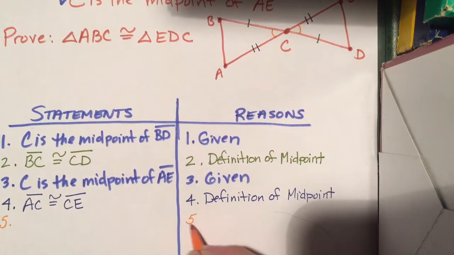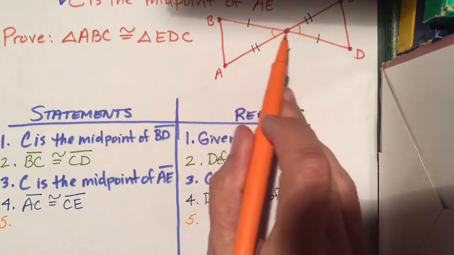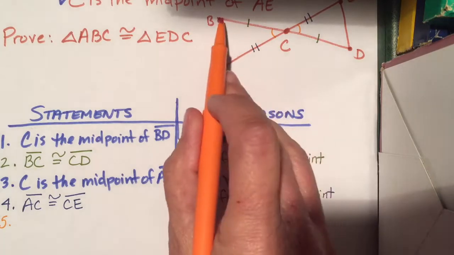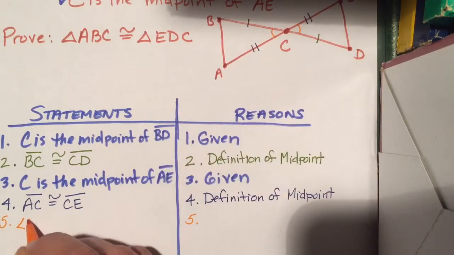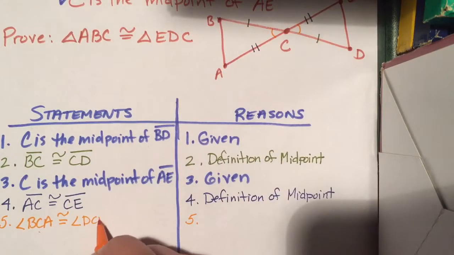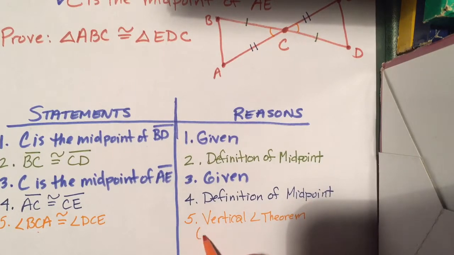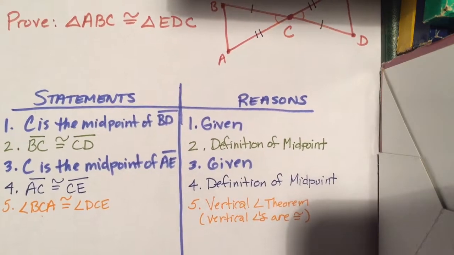Now, if you remember, I can't just say angle C. I can't just use the vertex because there are four different angles here attached to that vertex, so I have to be specific. So I'm going to call this one BCA. You could also call it ACB as long as the C's in the middle. And I know that's congruent to DCE, which you could also call ECD if you wanted to. And that's by the vertical angle theorem. Or, if you want to, you could just write vertical angles are congruent. If you can't remember the theorem name, just write that out.